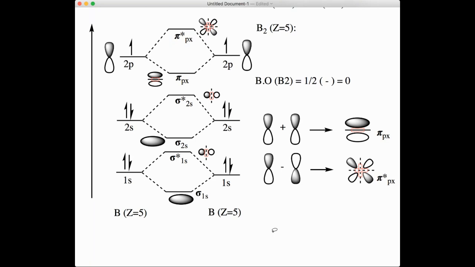So I need to add the number of electrons from each atom. I have 5 electrons here, another 5 here, that's a total of 10. So I'm going to start from bottom to top, filling up. I'm going to say 2 here, another 2 here, 2 here, another 2 here. So that's 8, and 2 more here, that makes 10. So 2, 4, 6, 8, 10.